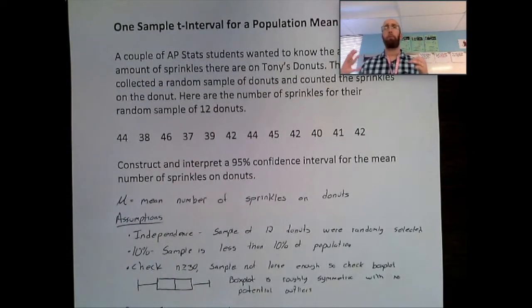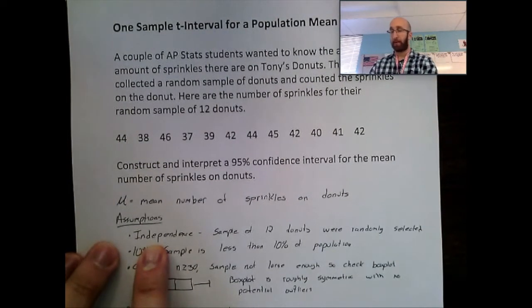Now, before I can actually do this interval, I need to check the assumptions. If the assumptions aren't all working out, the problem essentially falls apart. We can't actually do it. So I'm checking the assumptions next to make sure I can actually do this. For a one sample t-interval, which is what we are doing, the three assumptions are independence, 10%, and checking whether our sample size is large enough.